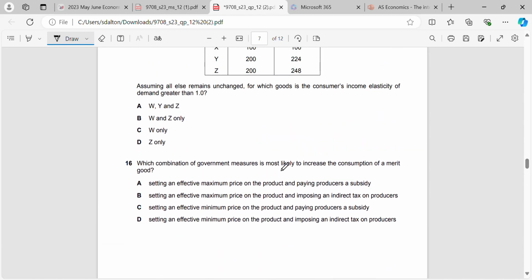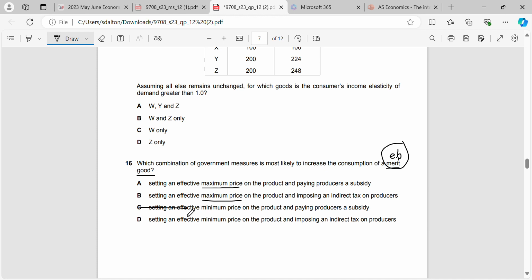16. Which combination of government measures is most likely to increase the consumption of a merit good? Okay, so we look at minimum and maximum price first. Remember, a merit good is a good that generates external benefits, so we want society to consume them. We want to increase the consumption of those goods. Therefore, we're going to set a maximum price and we're not going to set a minimum price, right?